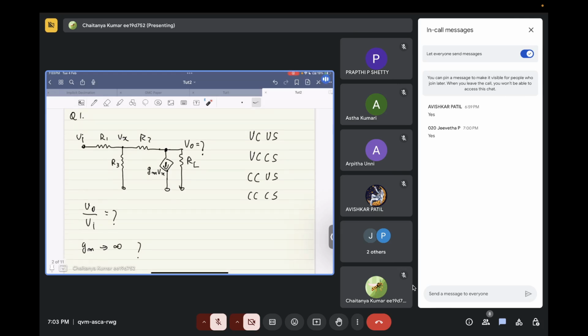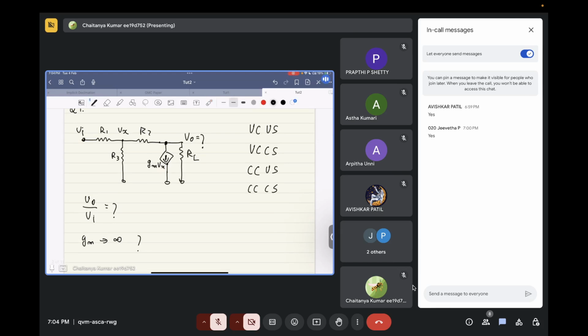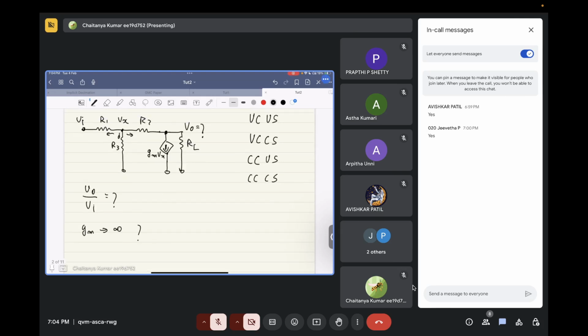So basically, in this question, you have a network with some resistors and a voltage controlled current source, and you are asked to find the gain from the input to the output of this particular circuit. So can you help me solve this question? Please help me write the nodal equation at the node Vx. There will be three currents flowing out of Vx, right?